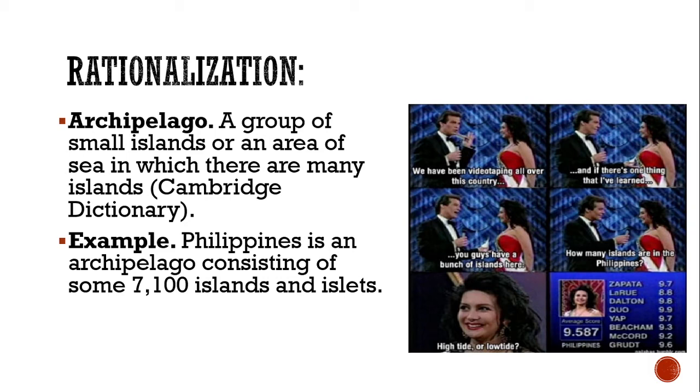And when we say archipelago, it's a group of islands, small or not, or an area of sea in which there are many islands. So this is from Cambridge Dictionary. And the Philippines here is an example of an archipelago. That is why, same with Miss Charlene Gonzalez's answer here, it consists of some 7,100 islands and islets. And Miss Charlene Gonzalez, she's actually more specific in her answers.